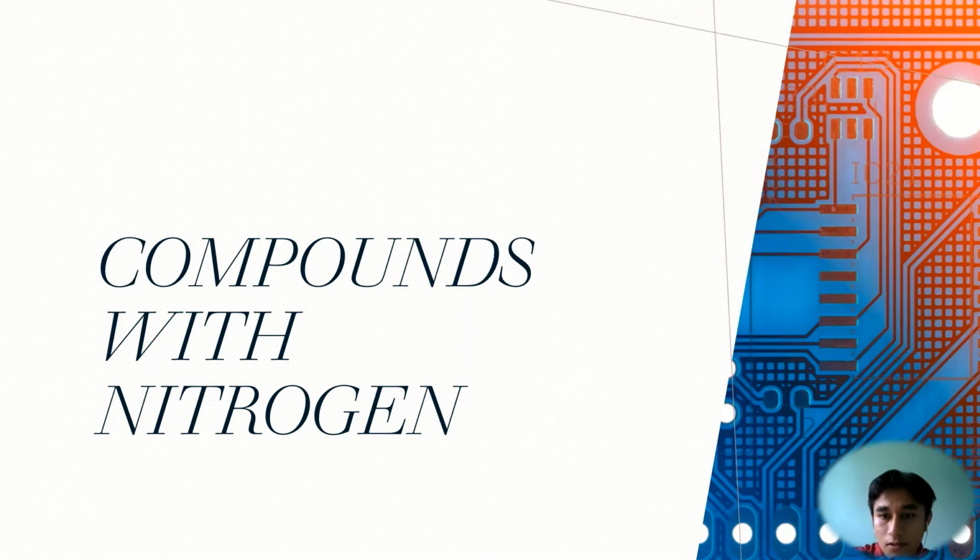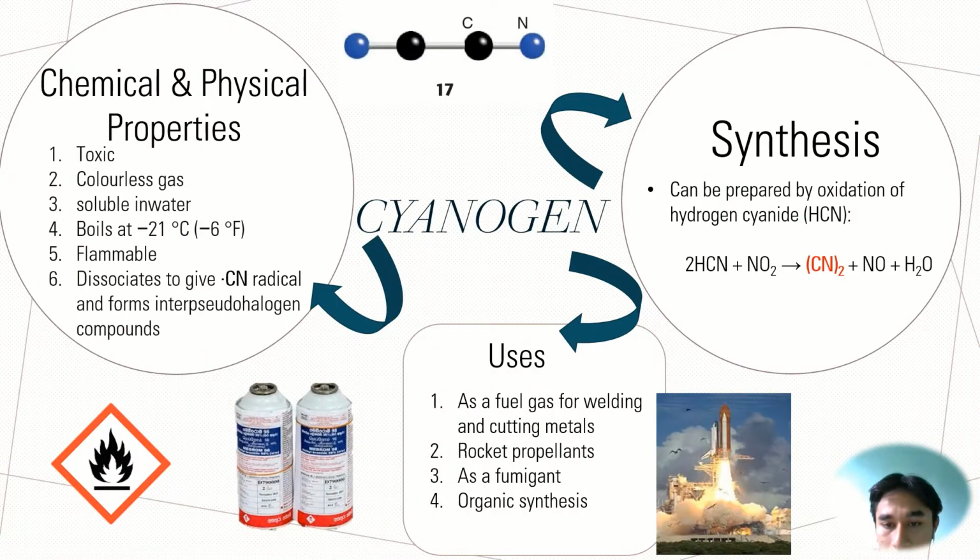We will go for the first of the binary compounds, which is cyanogen. Cyanogen, C2N2, is also known as a pseudo-halogen, and this is because it has a similarity with the halogen group. Then we will go to the synthesis of cyanogen. It can be prepared by the oxidation of hydrogen cyanide. 2 mole of hydrogen cyanide will react with nitrogen dioxide and will produce cyanogen, nitric oxide, and water.